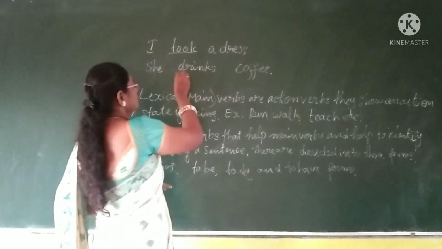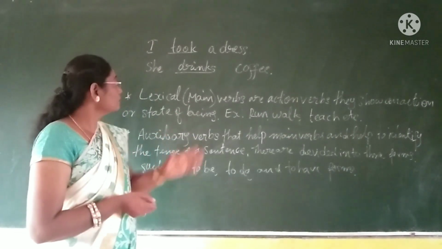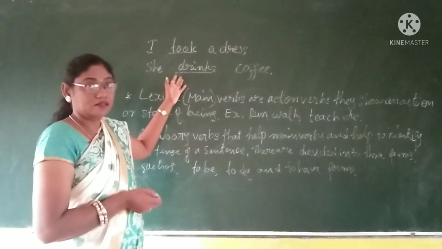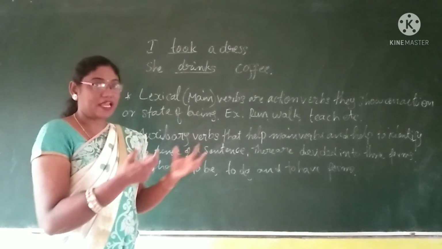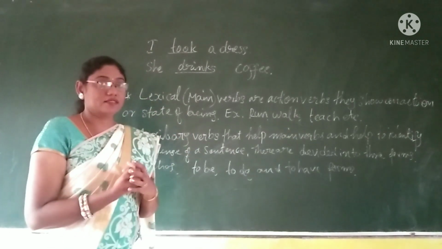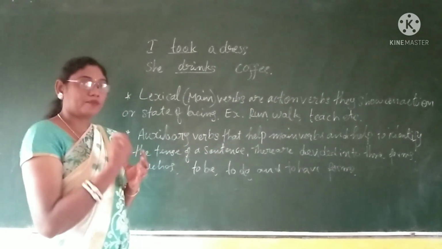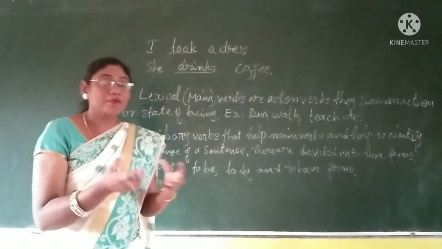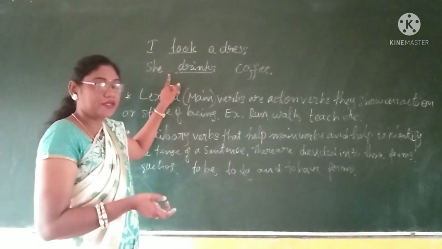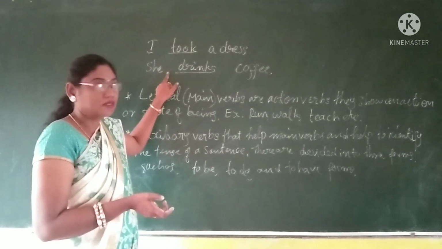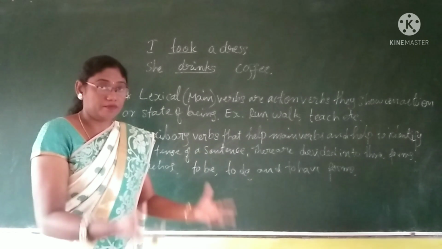Another example: she drinks coffee. So here, took and drinks show some action, what the person is doing. It shows the action, isn't it? I took a dress, and drinks. These both words show the action. And are there any helping verbs, I mean auxiliary verbs? No. There are no helping verbs or auxiliary verbs in these sentences. These action verbs are the main verbs.